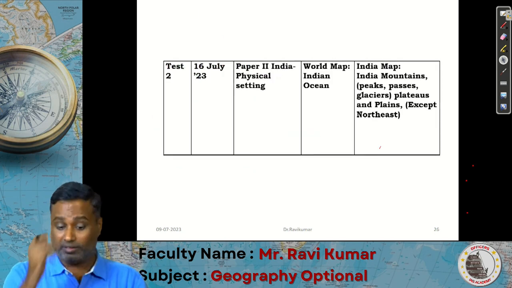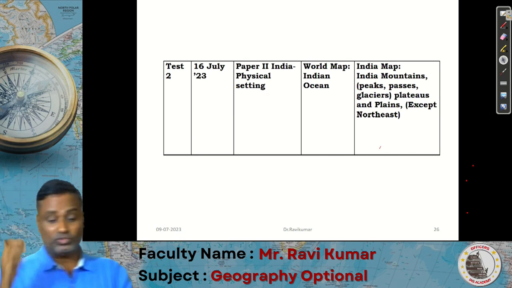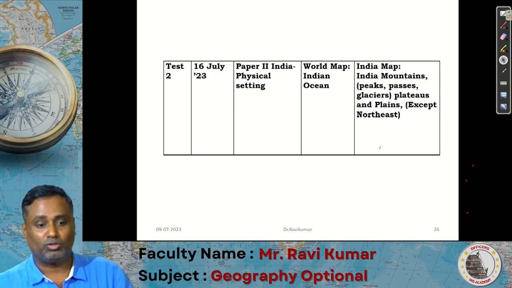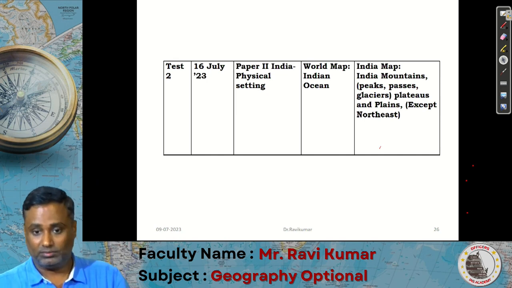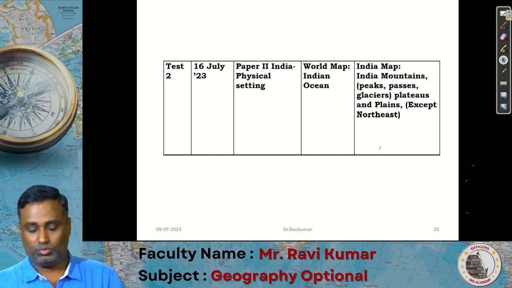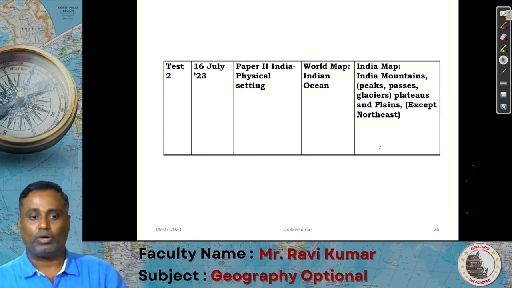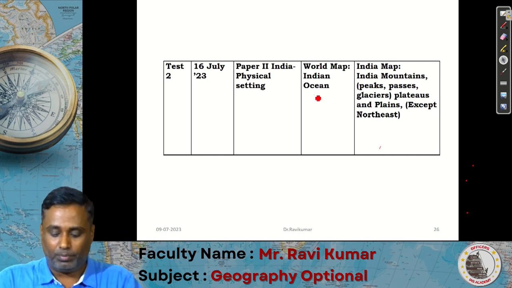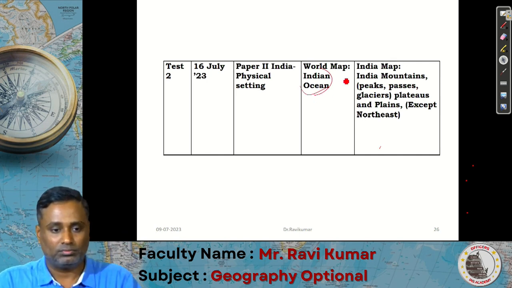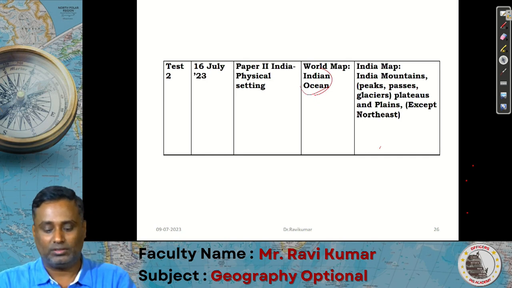Okay, the next test will be on 16th July, India physical setting alone. So make sure that you are preparing all the content, all the topics we have discussed now. Try to apply it, and all the topics should be prepared well. And the mapping part, Indian Ocean should be prepared: islands, marginal seas, bays, gulfs, straits, islands, ocean basins, ridges in the oceans. Everything you have to study, right?